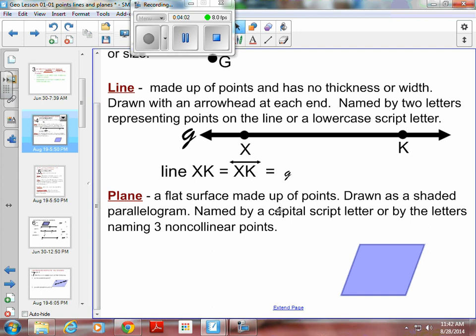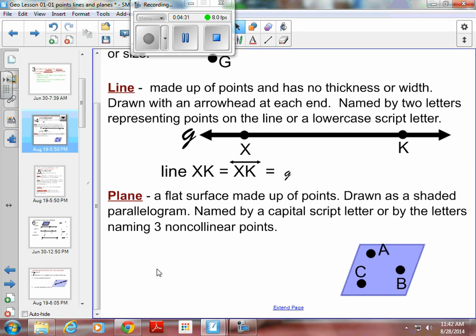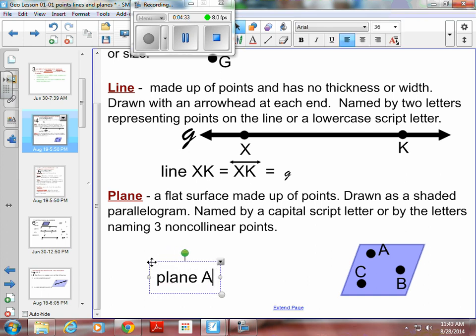Planes are named by 3 capital letters, by 3 points. 3 points, it says, determine a plane. So let me grab a point here. Point, point, point. There's 3 points. And then I need to name them. So A, B, and C. So I can say that this is plane ABC.